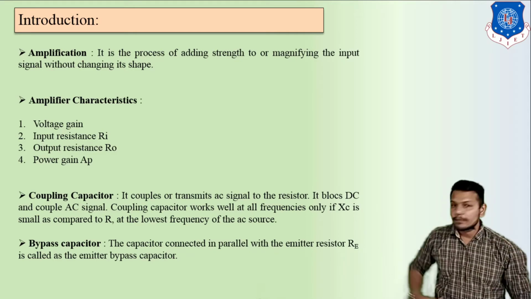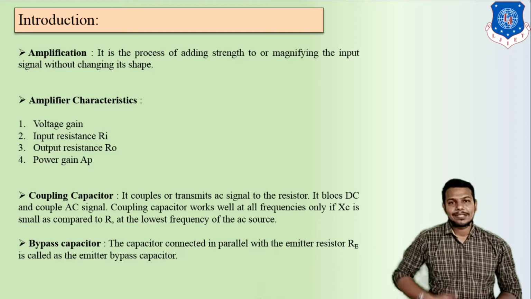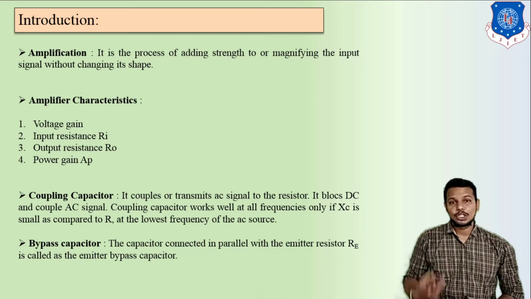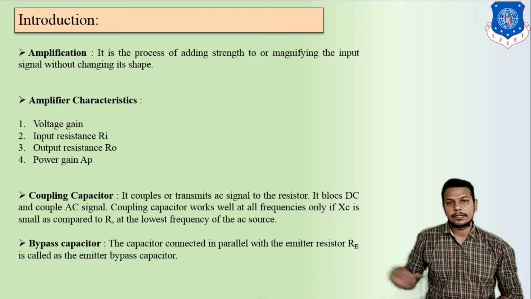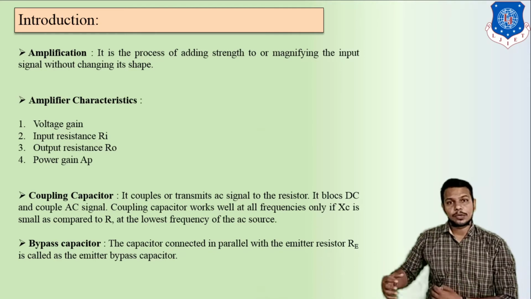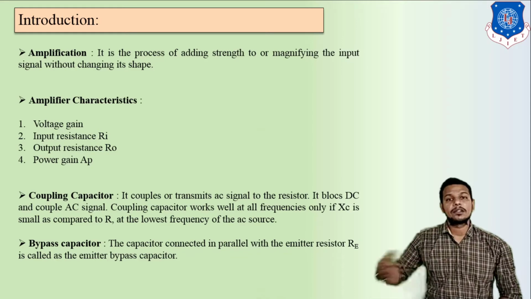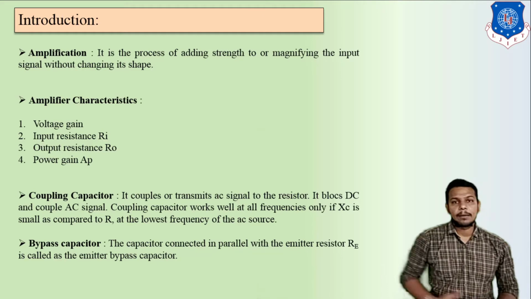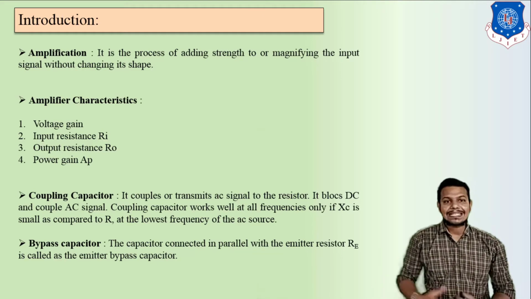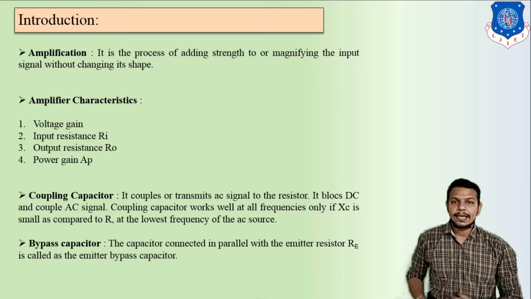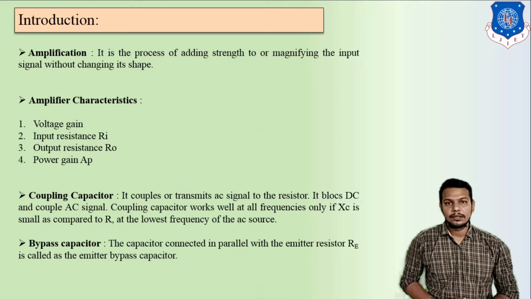Next one is the coupling capacitor. What is a coupling capacitor? We are going to use two different capacitors in the circuit diagram. One is connected to the input side and the other is connected to the output side. It couples or transmits the AC signal to the resistor. It blocks DC and allows the AC signal.